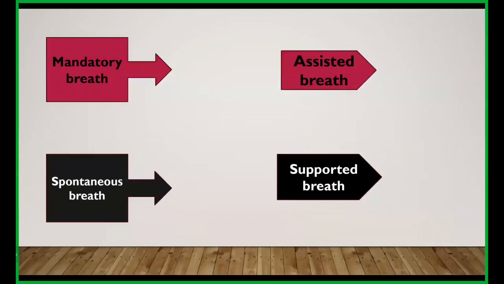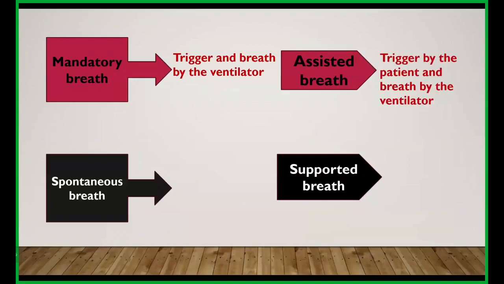Next comes your breaths. There are 4 types of breaths: mandatory breaths, assisted breaths, spontaneous breaths, and supported breaths. What are mandatory breaths? Machine given breaths. So the trigger and the breath are given by the ventilator. What are assisted breaths? The trigger will be by the patient and the breath will be by the ventilator. And what are spontaneous breaths? Both the trigger and the breath will be from the patient.